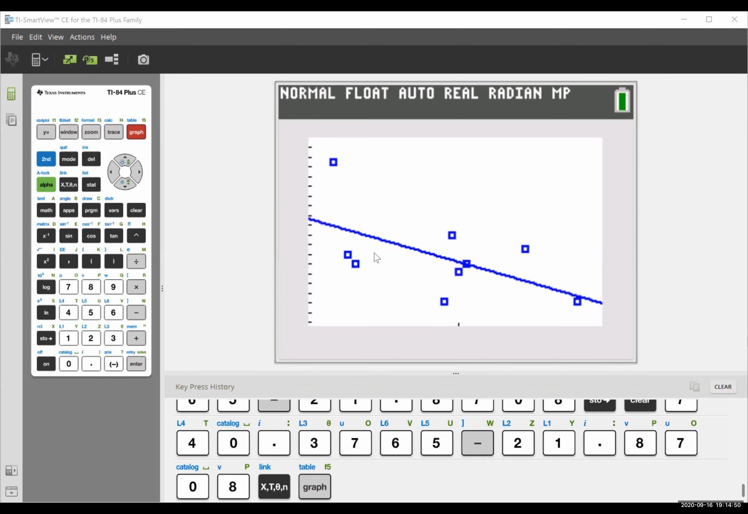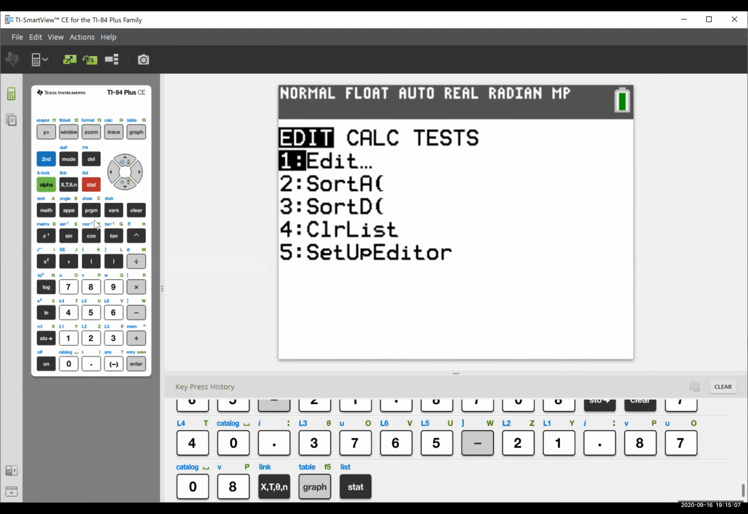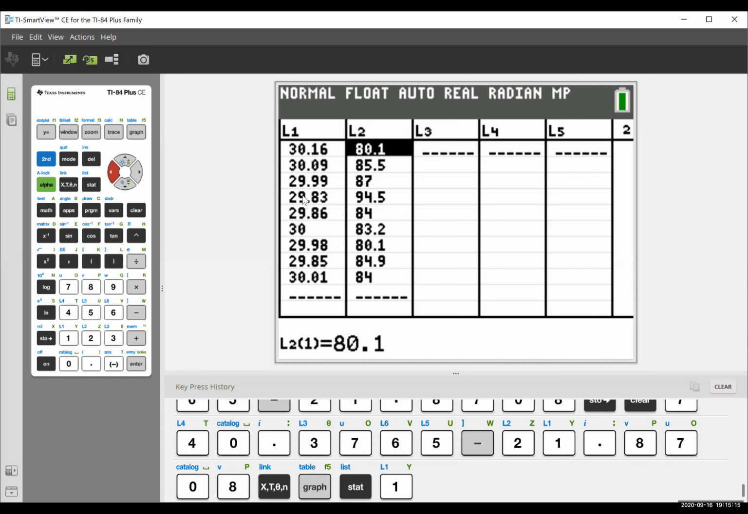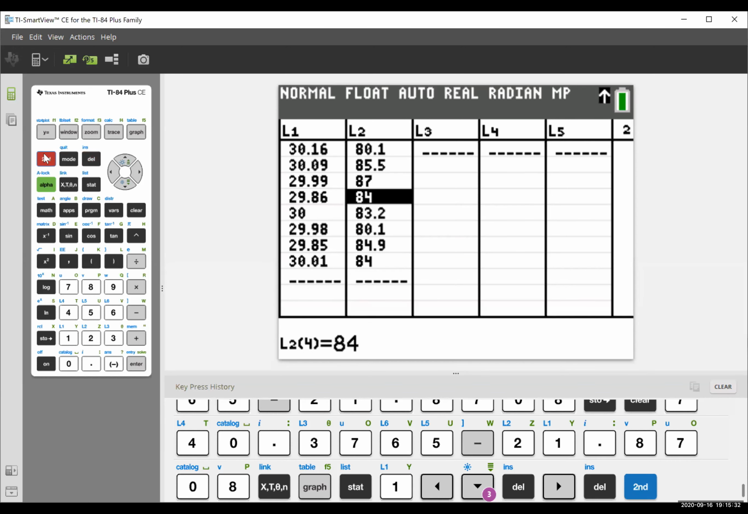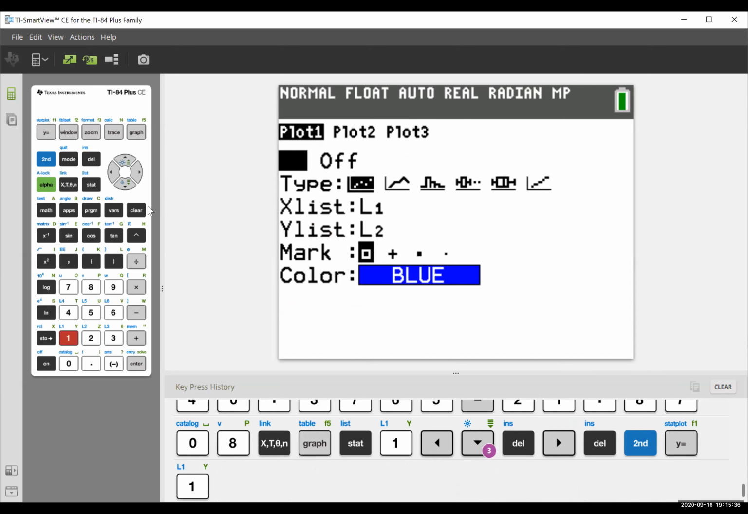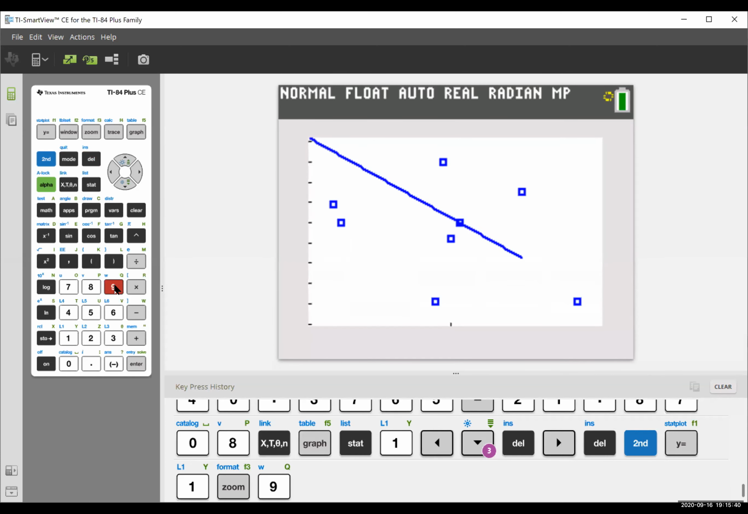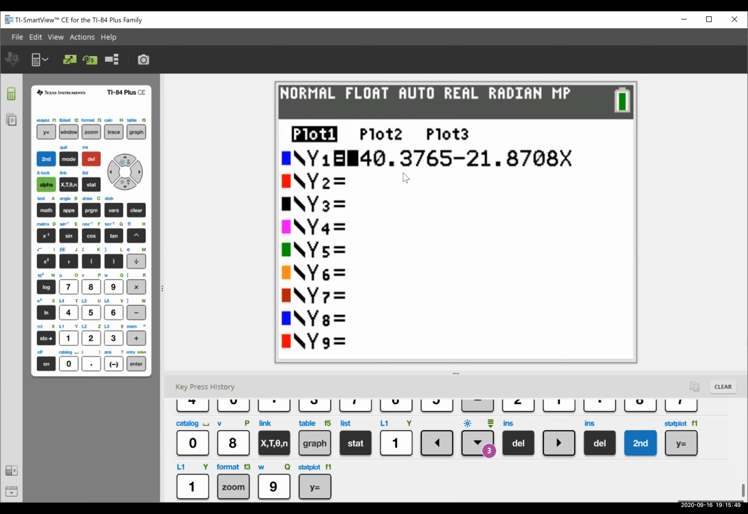based on this, which one is the outlier? We said the one at the very top, that'd be 29.83 and 94.5. We delete this, was it 94.5? Yes. Okay, so if we delete this, let's try again a scatter plot. Zoom 9. Oh, wait. We have a new equation here.